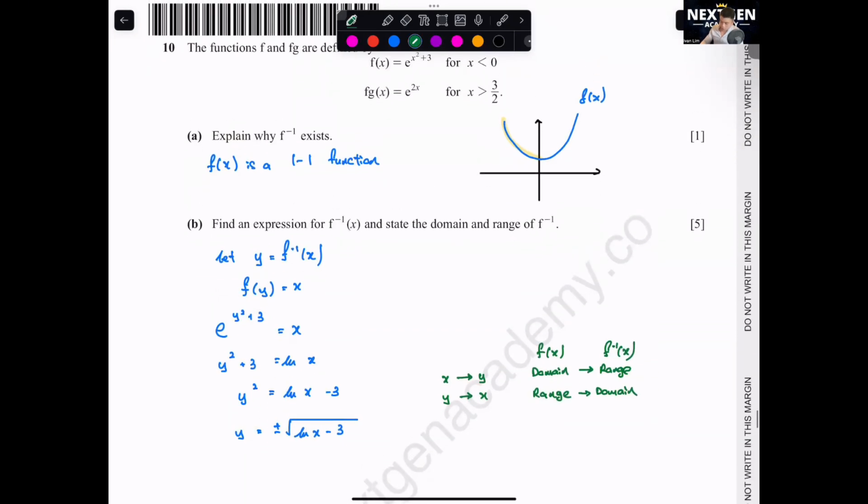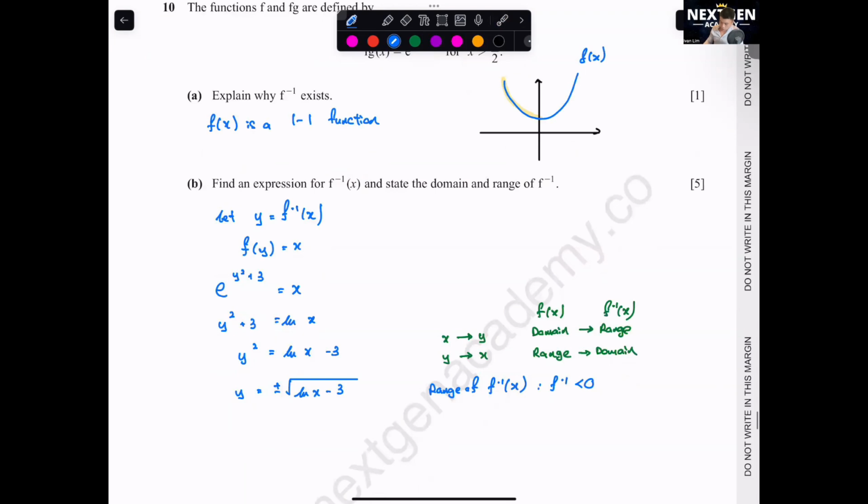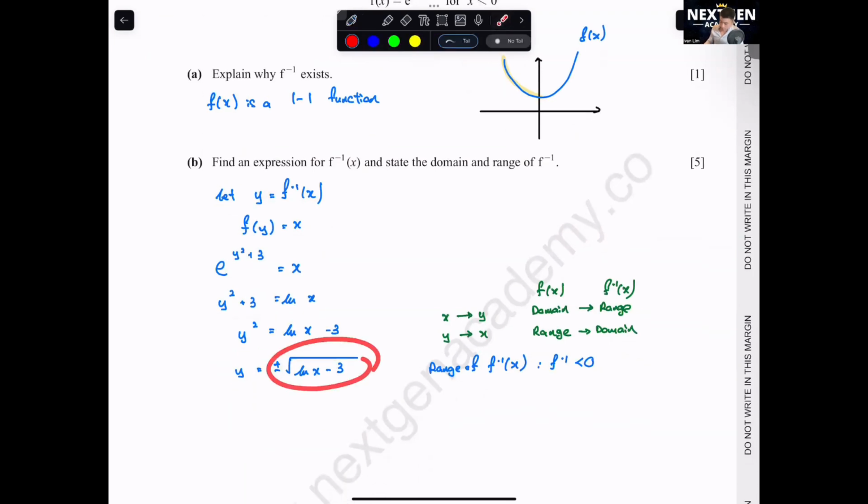So what was the original domain? Original domain is x less than 0. That means the range of f inverse x is f inverse less than 0. This is the reason. So you only want to take values that are negative. So your answer here will be f inverse x equals negative square root of ln x minus 3. You cannot leave the positive one there.